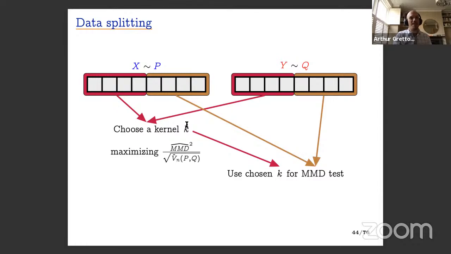I'm going to use my red data to choose my kernel K, which is going to be the kernel that maximizes this ratio here. And then I'm going to use my orange data for testing. So once I've chosen my kernel, I use that chosen kernel, which I've learned on my red data, to test on my orange data. And that means that I'm not going to get the wrong number of false positives. Whereas if I chose my kernel on the same data I was testing, you're going to very quickly see you're going to get way too many false positives.